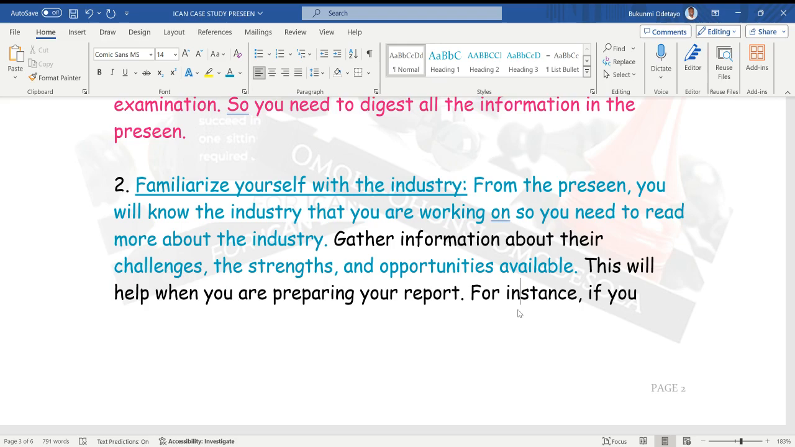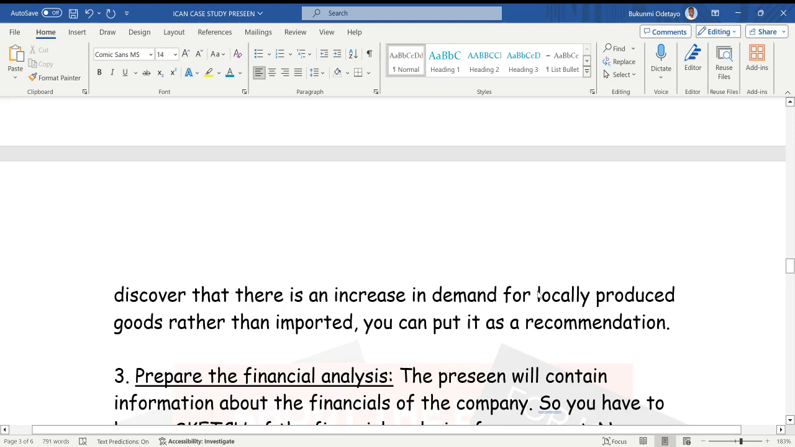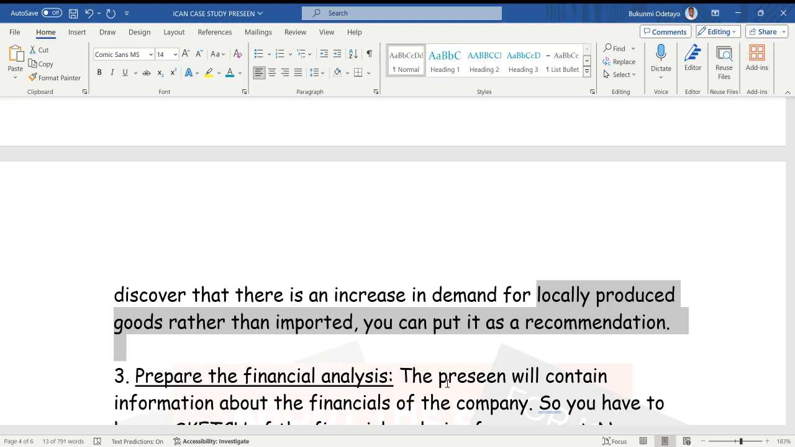I said, for instance, if you discover that there's an increase in demand for locally produced goods rather than imported goods, you can give that as a recommendation. You can tell them that to increase the revenue, the company should also start producing locally, something like that. So give it as a recommendation. This will show that you actually did your homework. You understand? So the person is giving to you to familiarize yourself with the industry that you are considering.